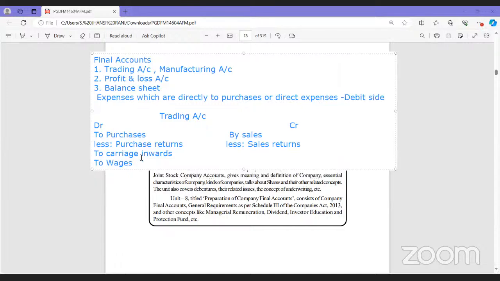Now, okay, I have written only two expenses. Depending upon the problem, depending upon the question, the expenses keep changing. So this is the trading account.